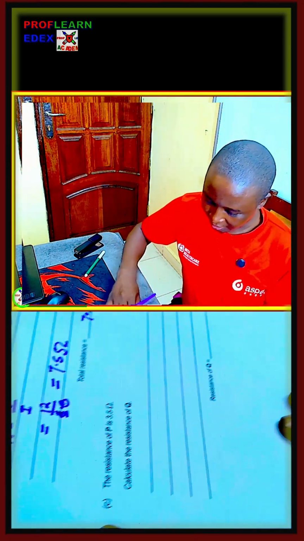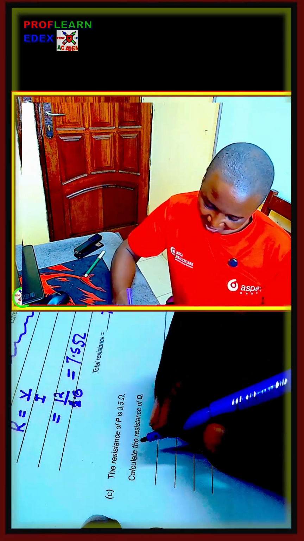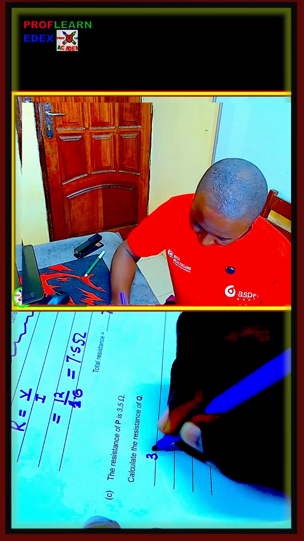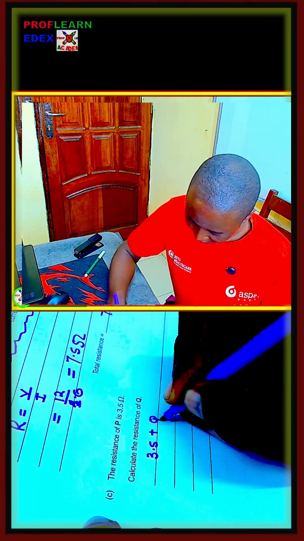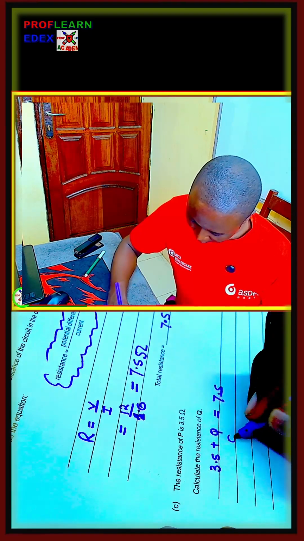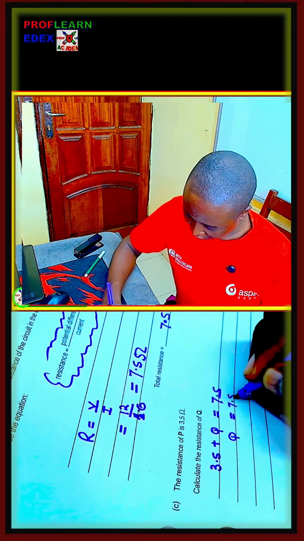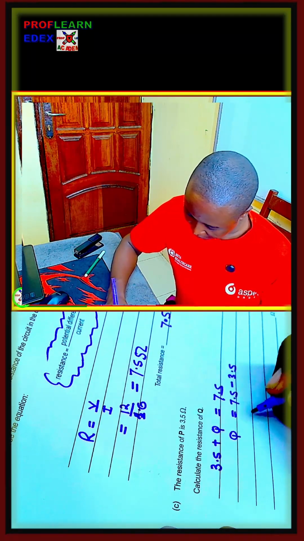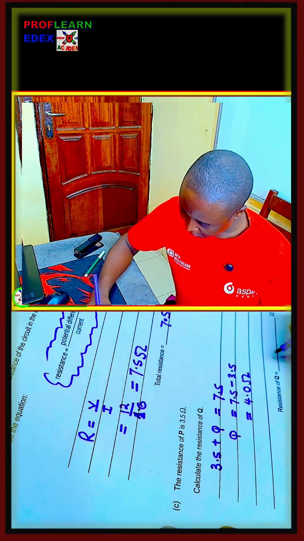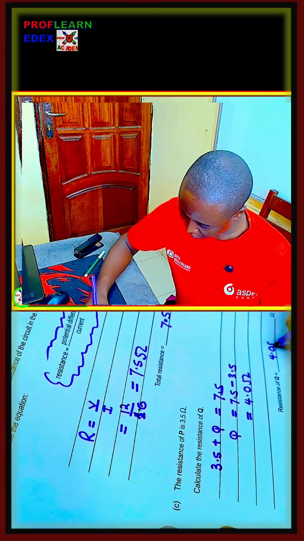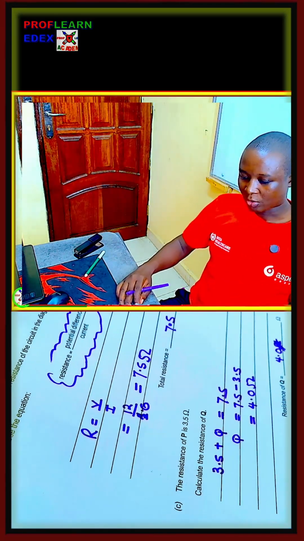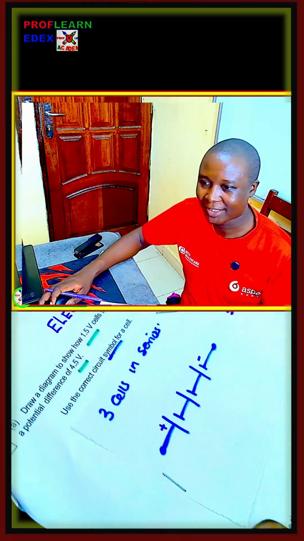So let's work it out so that the examiner can be happy. 3.5 plus the resistance of Q should give us 7.5. So Q is going to be 7.5 minus 3.5. If we subtract here, we get 4.0 ohms as the resistance. We cannot write this again because it's already written here, so don't make that particular mistake.